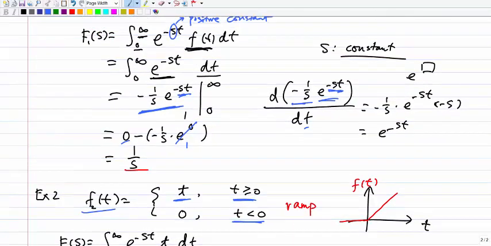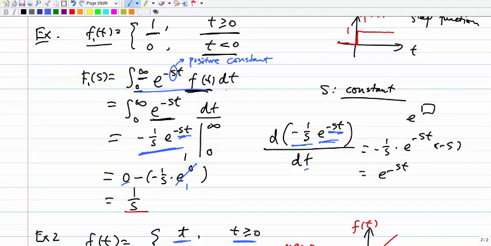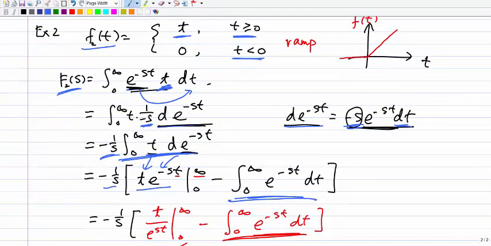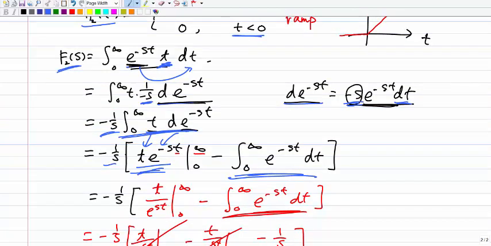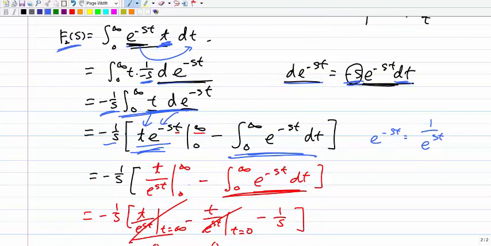This is just what I mentioned over here, the same thing. Now for the first term, when t goes to infinity, it can be written as t divided by e^(st), with a minus sign, because e^(-st) is 1 over e^(st). Let's see what's happening when we evaluate from 0 to infinity.